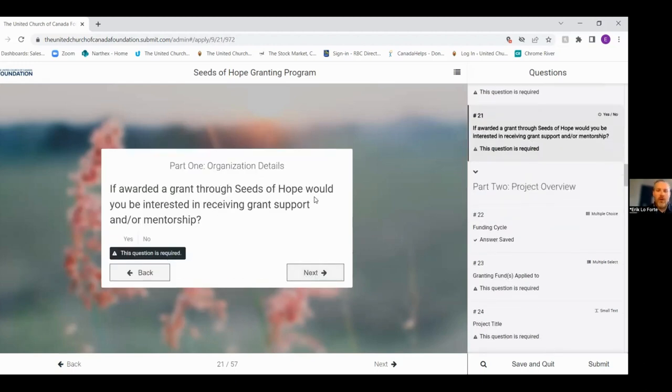Next is, if you're awarded a grant, would you be interested in receiving support or mentorship? Again, this allows us to figure out what your comfortability as an organization is to work with other groups or learn off other groups. So this is a really good one if we as staff notice, hey, your organization is doing this really cool project, and we know this other group has done a similar project, that you'd be open to being connected to learn off of each other. Again, it's not a prerequisite to say yes to this question.